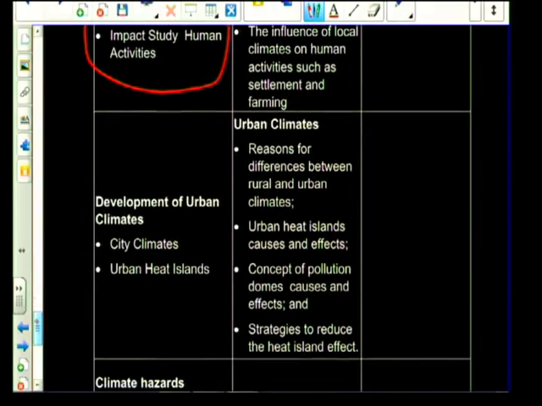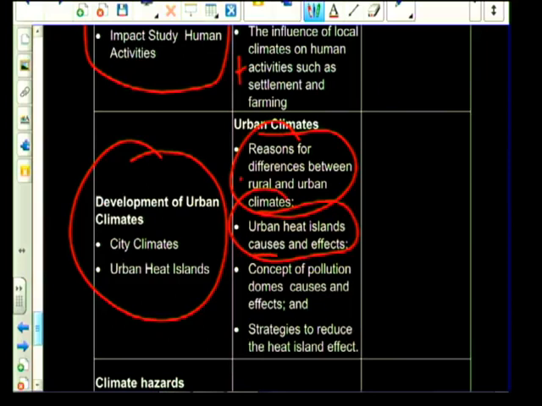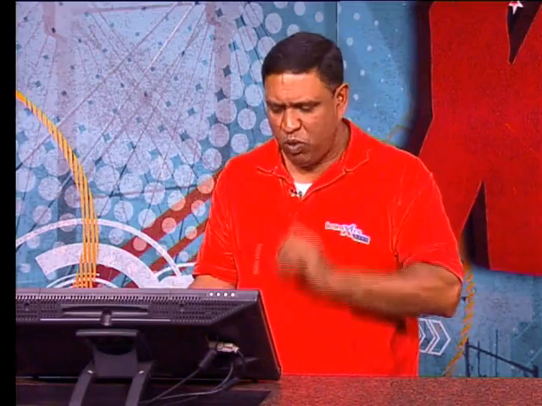With urban climates, you'll notice in your last curriculum we spoke about city climates and urban heat islands. It gives you a bit more information. It makes it more clearer to understand. It actually tells you here the difference between rural and urban climate when you compare it to the valley climates there. It talks about the causes and effects, concept of pollution, strategies to reduce the effect. So although you've done it in the old curriculum, it didn't state it clearly. Here it's stated in more detail.